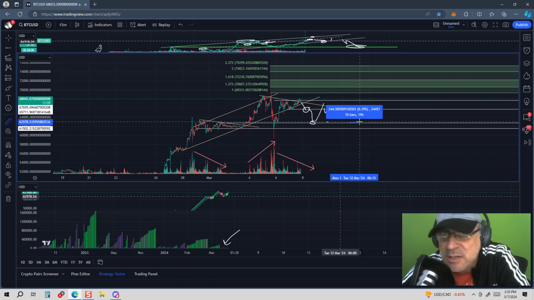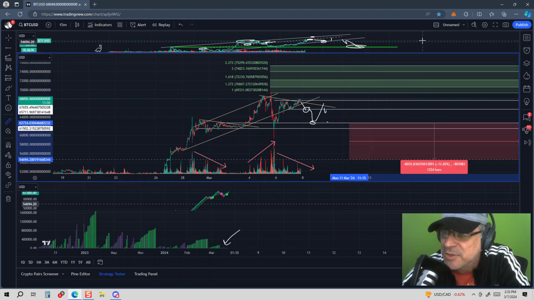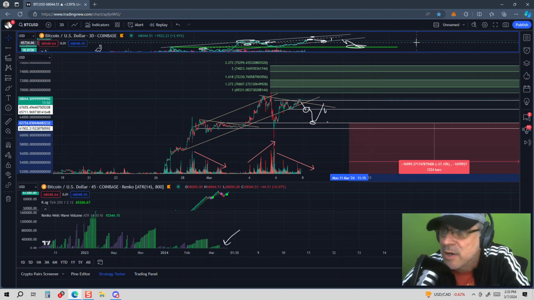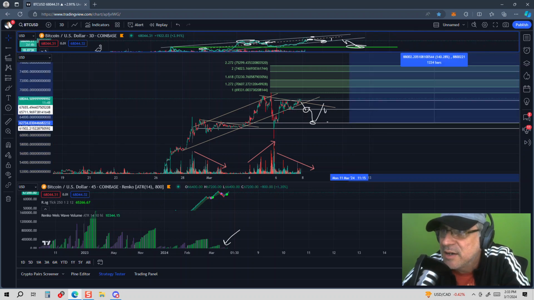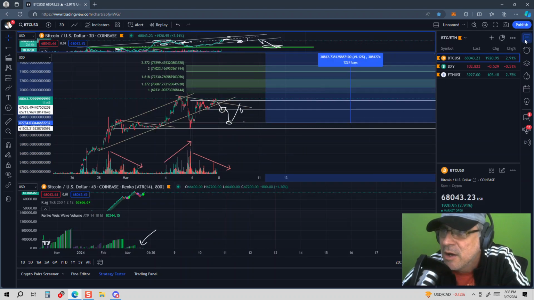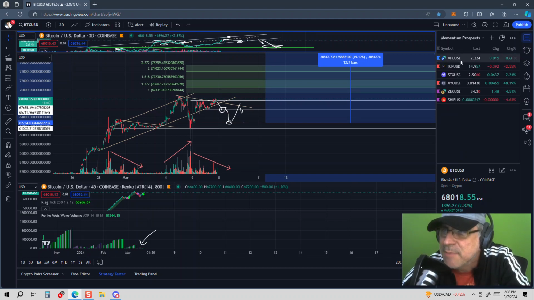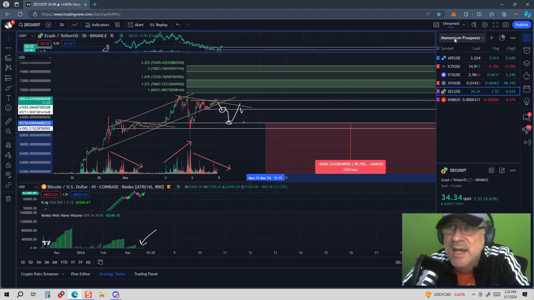We got Shiba Inu starting to kick off. Well, it's been kicked off. Shiba Inu is something that I want to look into and do more reports on, as well as Bonk. And there's a few others on my list. Ethereum, obviously. I got my Momentum Prospect, ApeCoin, Internet Computer, XYO, Zcash. Zcash is one I've been looking at too.